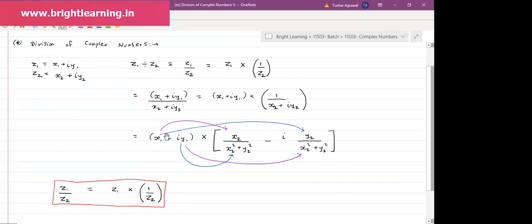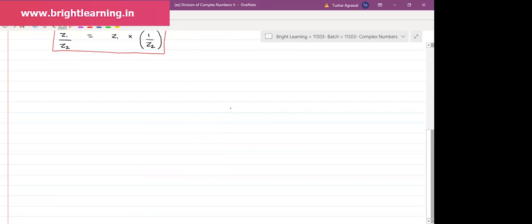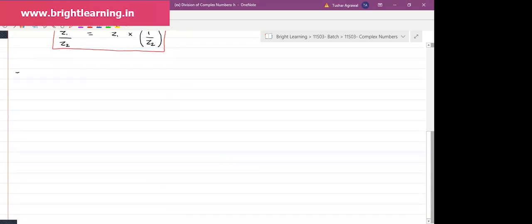Taken the screenshot. I hope there should be no doubts up to this point. Done, sir. So just evaluate: 6 plus 8i divided by 3 minus 4i.